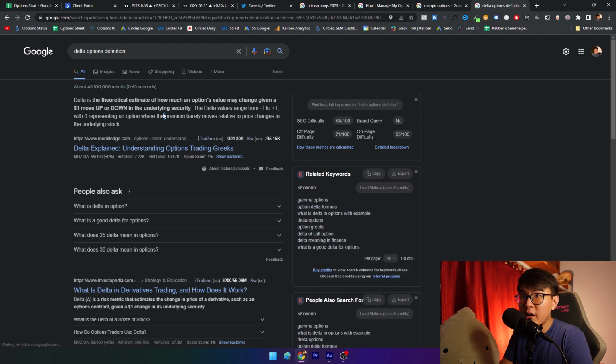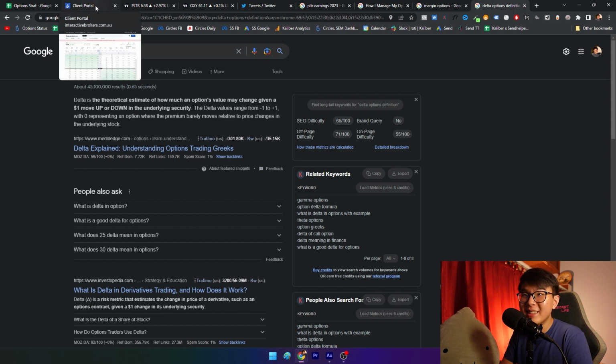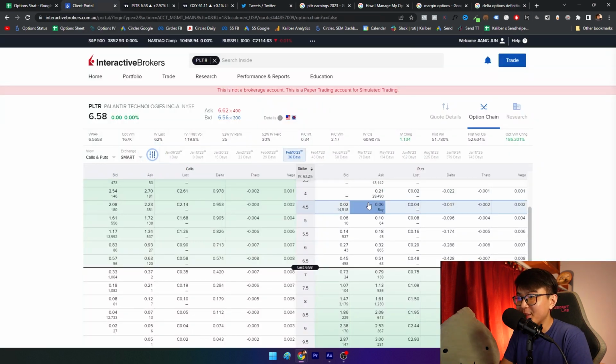The specific definition of delta is a theoretical estimate of how much an option's value may change given a $1 move up or down in the underlying security. It's a little bit more complicated. I myself am also not too sure, but I do definitely use it to measure the probability of how much I will earn and the success of the trade itself.